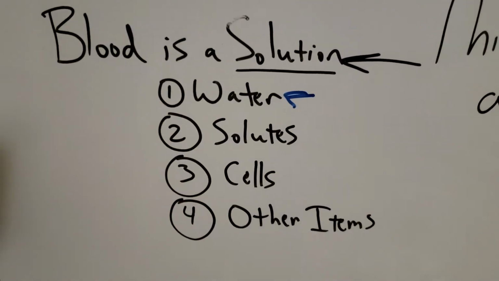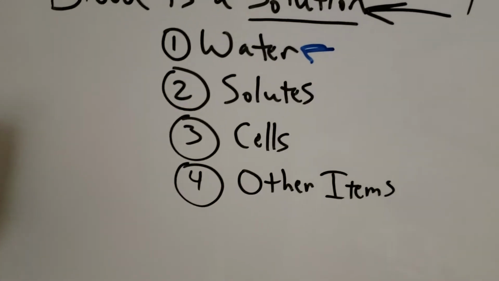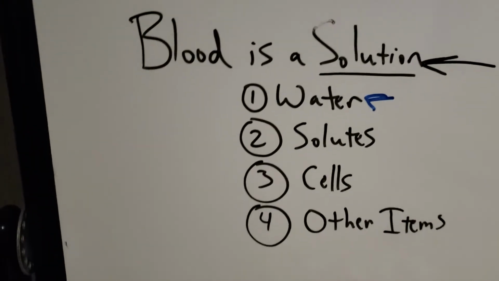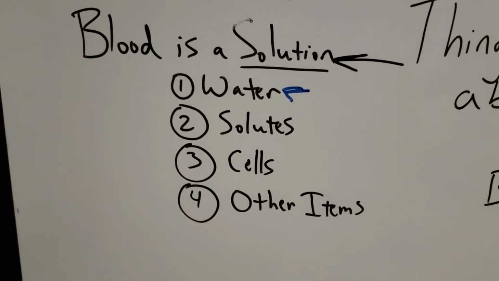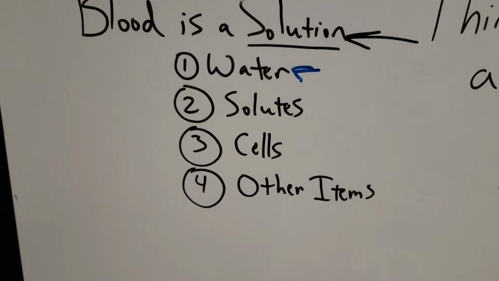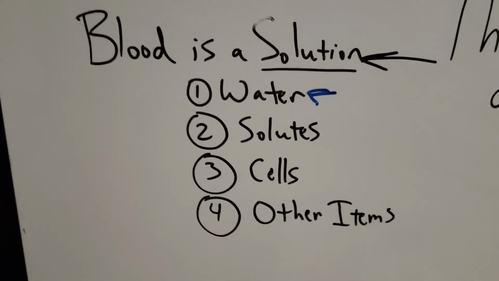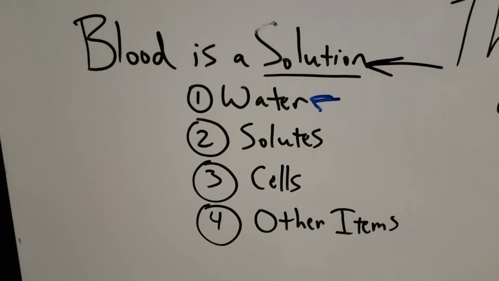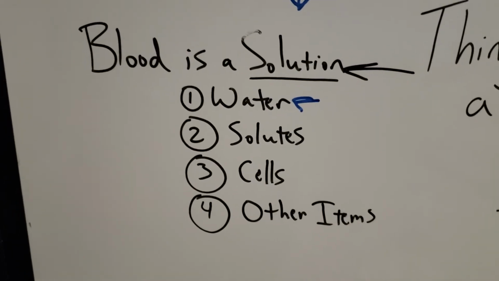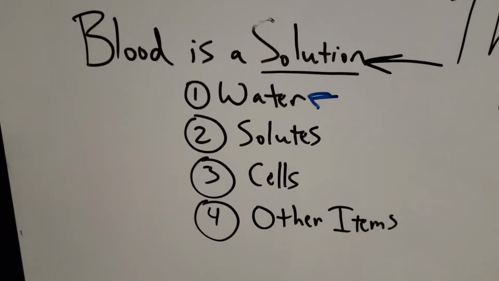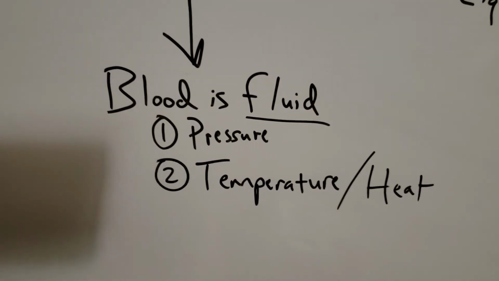And then you have cells that are floating around in there. Now, the cells are not dissolved in the water, but they are in there. And then you have other items, which as you go through anatomy and physiology, you learn that these other items are things like hormones and waste products like lactic acid and uric acid and all these other things floating around in your blood at any given moment in time, and it's all mixed together at one time. And that's why we refer to blood as a solution, because it's water with a whole bunch of junk mixed in. The third and last thing you need to remember about blood is that blood is a fluid.